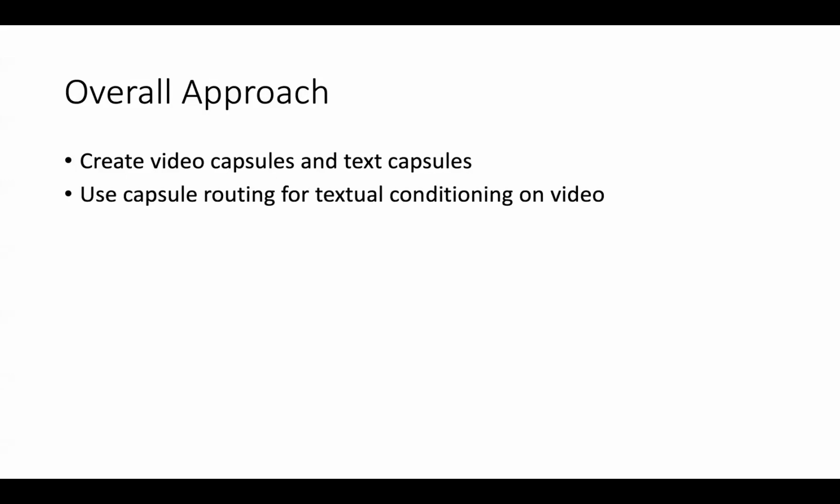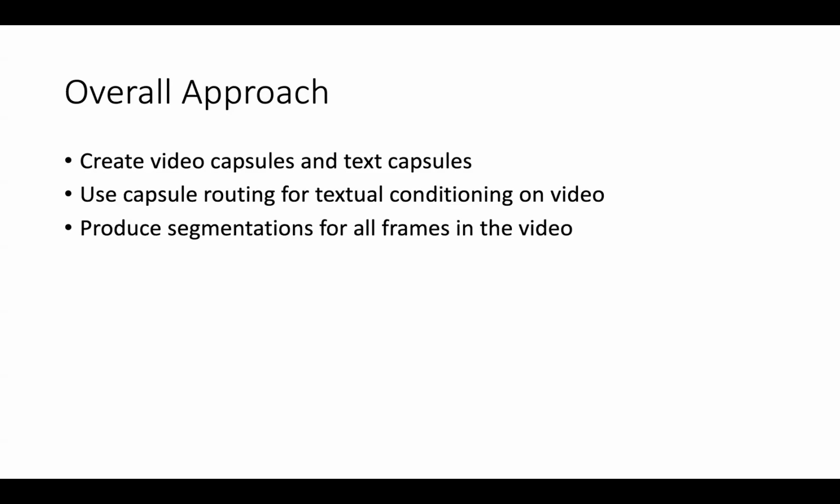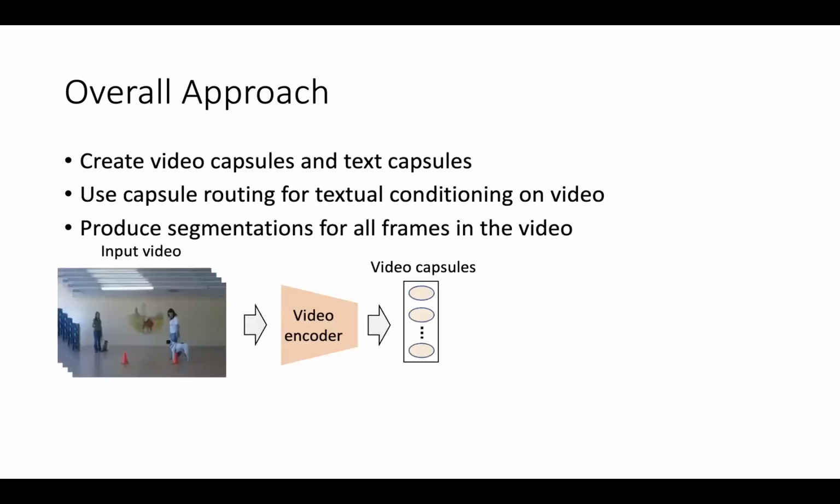So our overall approach is as follows. We create a set of video capsules and text capsules. We use capsule routing for textual conditioning of the video, and then we produce segmentations for all frames of the video. Pictorially, this is seen as follows, right?